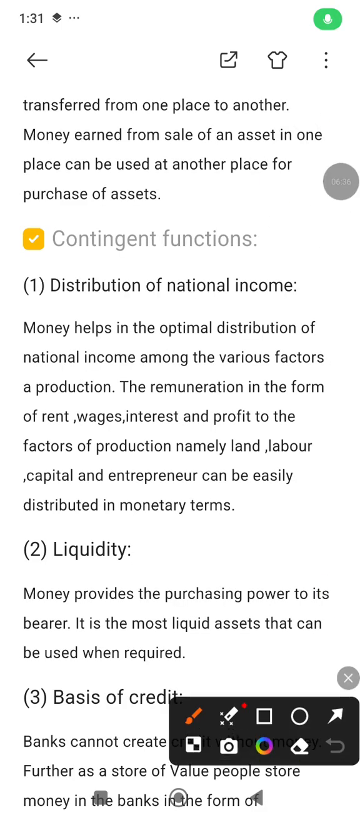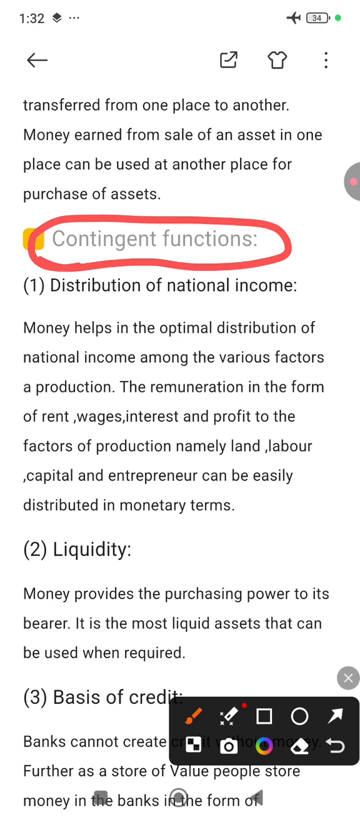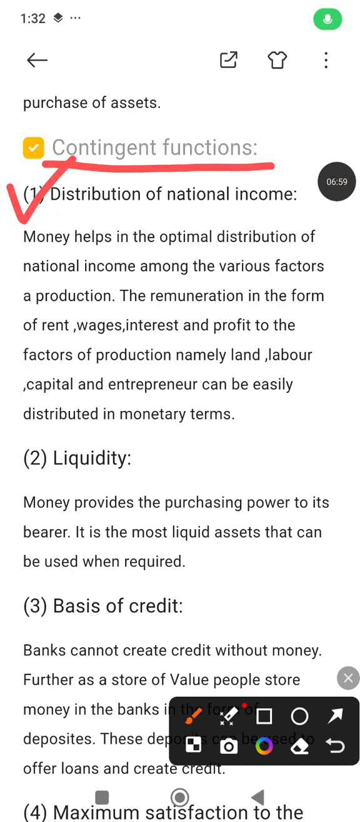Now I am going to explain the third function of money, contingent functions. Contingent functions is the third type of functions of money. So what is present in the contingent functions? The first function of the contingent functions is distribution of national income. Money helps in the optimal distribution of national income among the various factors of production.